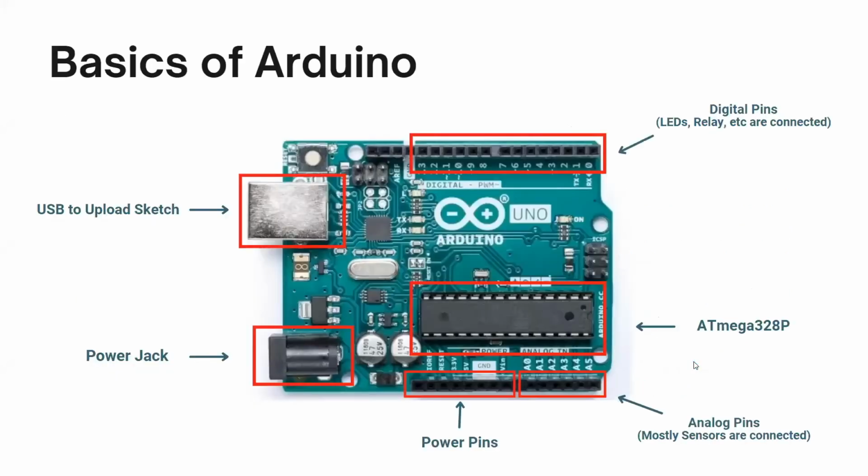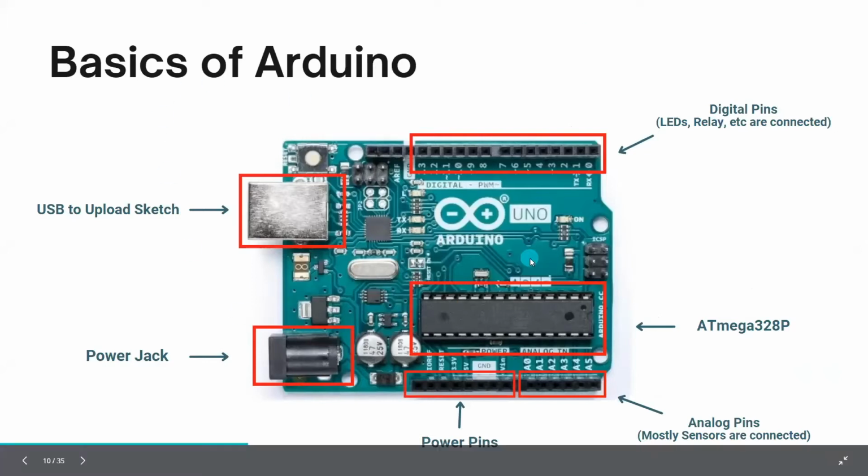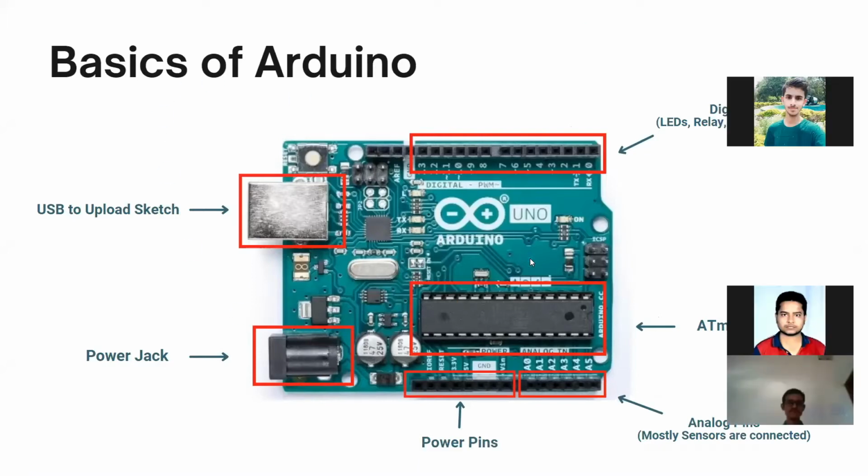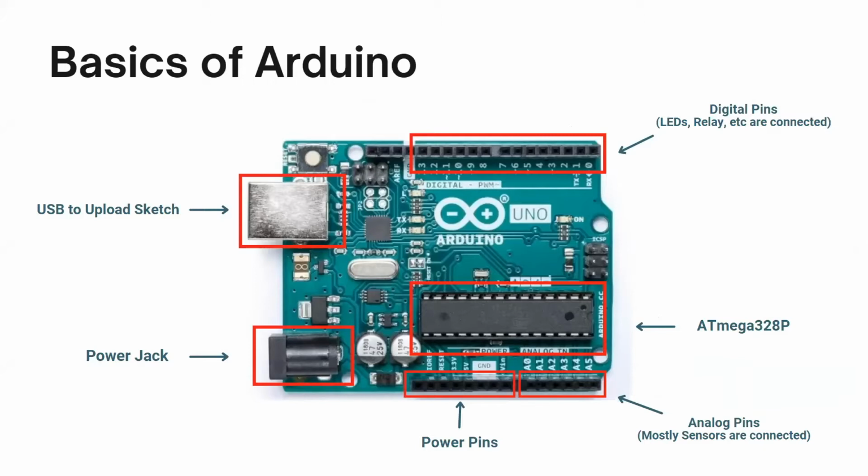Now we will see the basics of Arduino, like what these pins are, how they are used, and what their purpose is. This is how an Arduino Uno board looks. I have chosen Arduino Uno because it is very easy to understand. I will use it to explain the basic architecture of the board. It is the same for almost all Arduino boards.